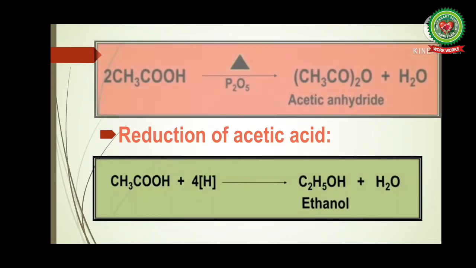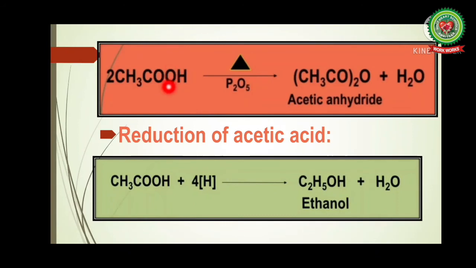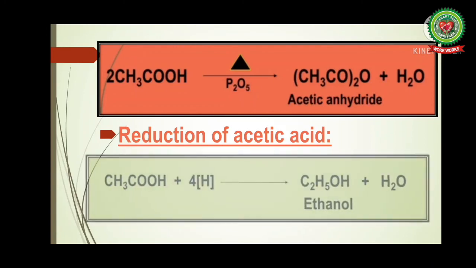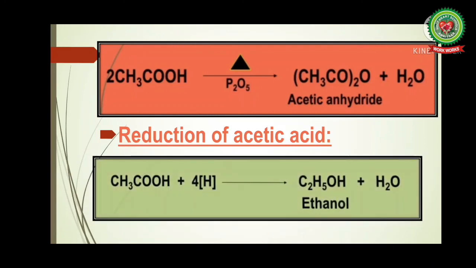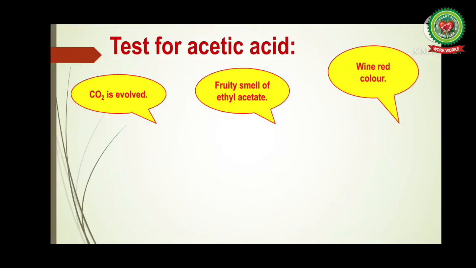Next reaction is when acetic acid is heated with phosphorus pentoxide, it produces acetic anhydride and water. Reduction of acetic acid. In this, strong reducing agents such as lithium aluminum hydride will reduce ethanoic acid to ethanol. Moving forward, let's study about test for acetic acid.